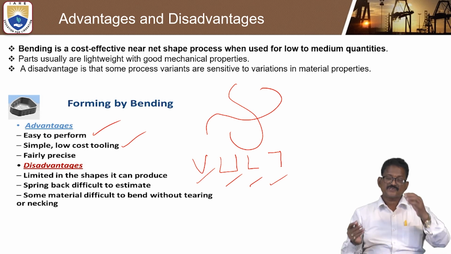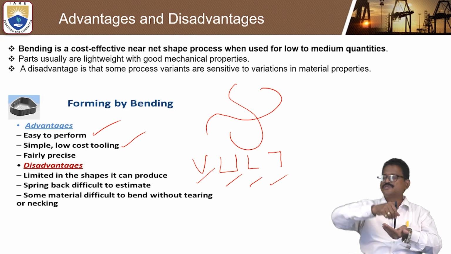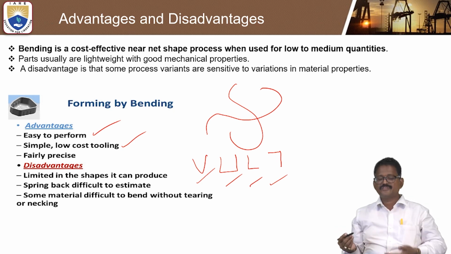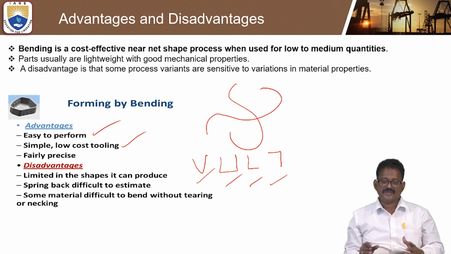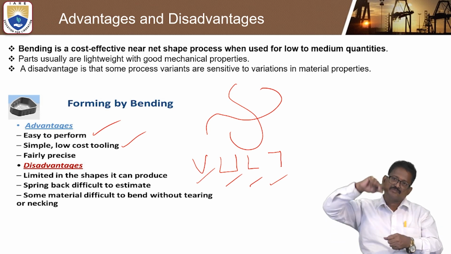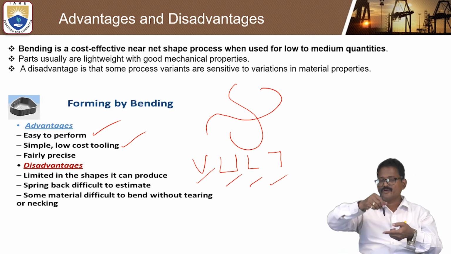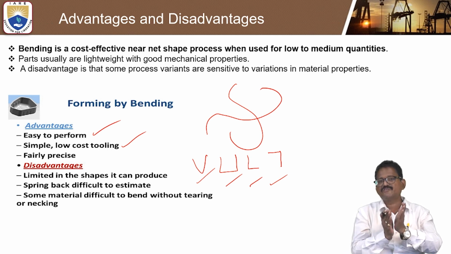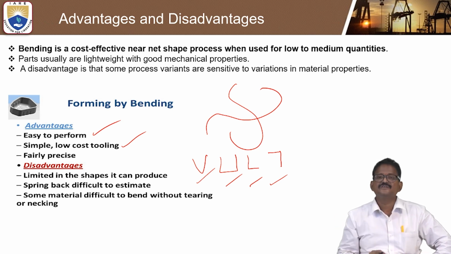Obviously springback is also one important concept: when you remove the pressure, some percentage of springback can occur. To eliminate it, a pressure pad can also be provided. Some materials are difficult to bend without tearing at the neck. Even with a small thickness strip, after applying pressure, if it is a sharp V type, cracking and tearing can occur, and that leads to wastage.